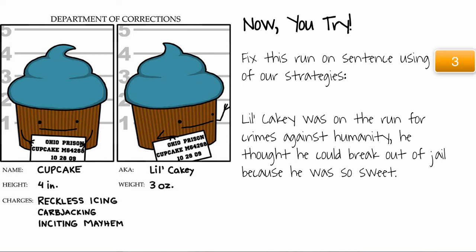You're going to fix this sentence using all 3 of our strategies. I apologize, I have a typo there. We just have 3 strategies. So here's your sentence. Little Cakey was on the run for crimes against humanity. He thought he could break out of jail because he was so sweet. So give that one a try on your own and try to revise it using first, end punctuation, second, a conjunction, and third, a semicolon.